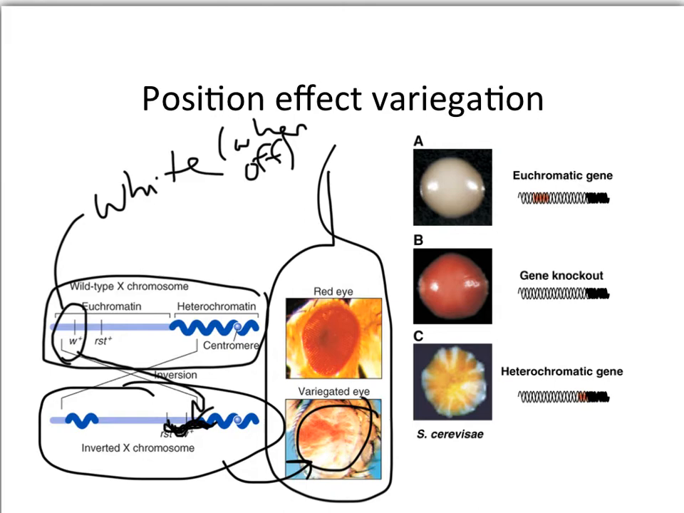If the gene is near heterochromatin, that's position effect. The position of the gene on the chromosome dictates whether it's occasionally turned off, always turned off, or never turned off by heterochromatinization, the formation of heterochromatin. Okay. What causes this heterochromatin?